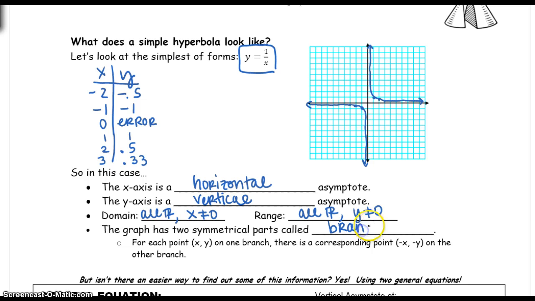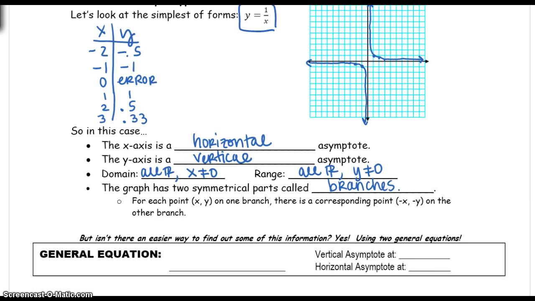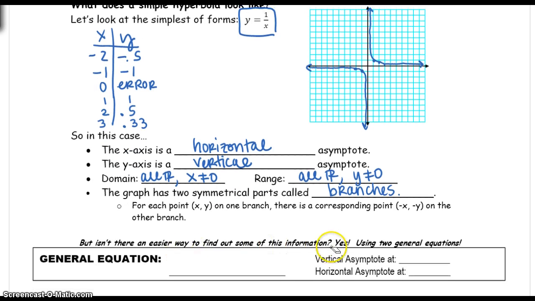So those two pieces are called branches. Okay, so this is the simplest form of a hyperbola, and the asymptotes are there. You'll notice that there are two branches, and that they are symmetrical. With that being said, there's got to be an easier way to find out some of this information other than using a table and just muddling our way through it.